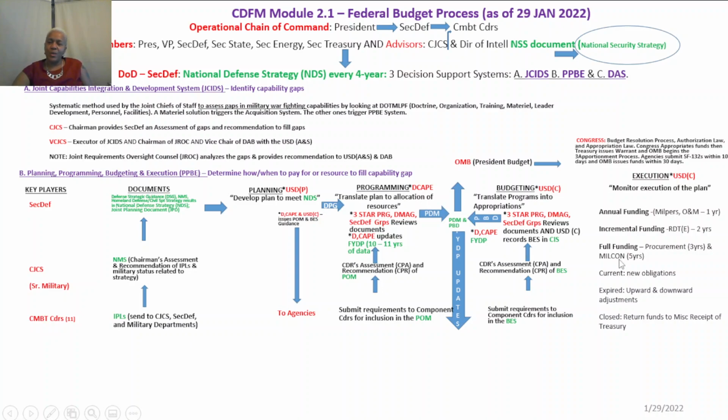What I wanted to show here is you have different types of funding: annual or 1-year appropriations. That simply means that they're available for new contracts, new obligations. MILPERS, O&M, they're 1 year. Incremental funding is RDT&E, incrementally as we need it. Okay, we're doing research. RDT&E, Research, Development, Test and Evaluation, is a 2-year appropriation.